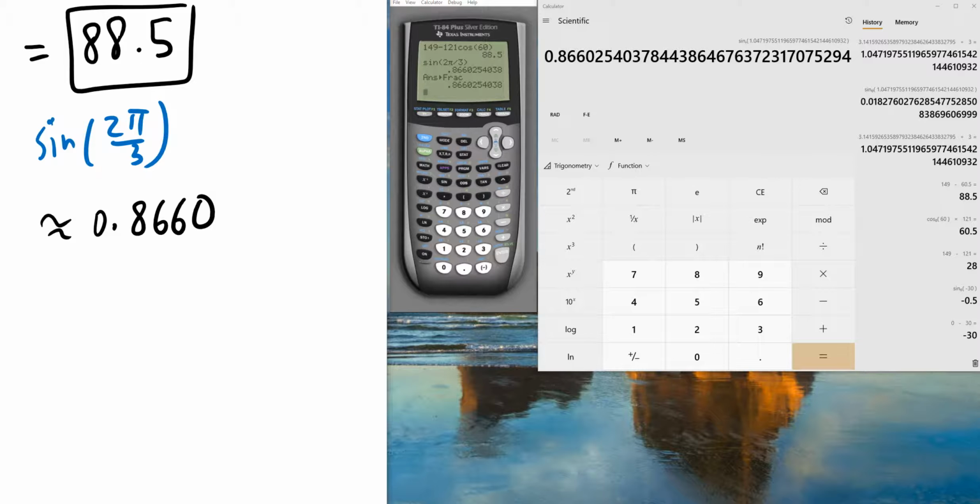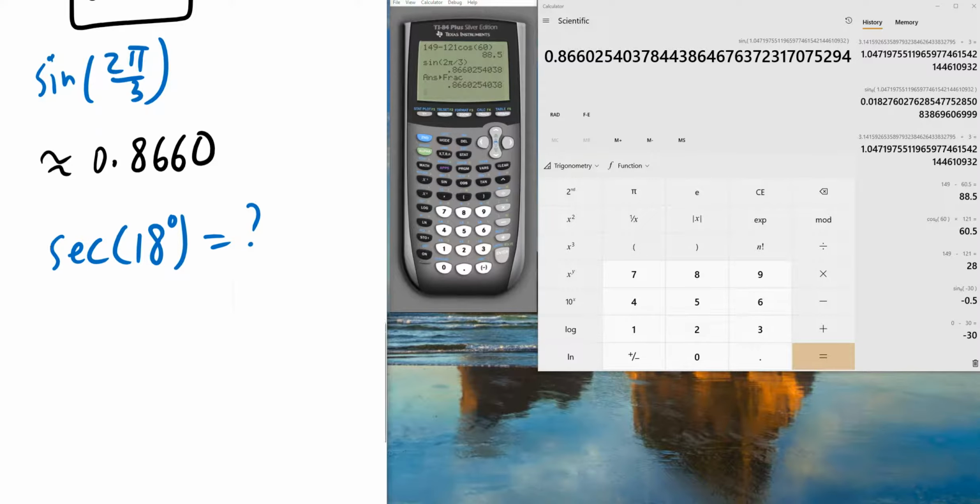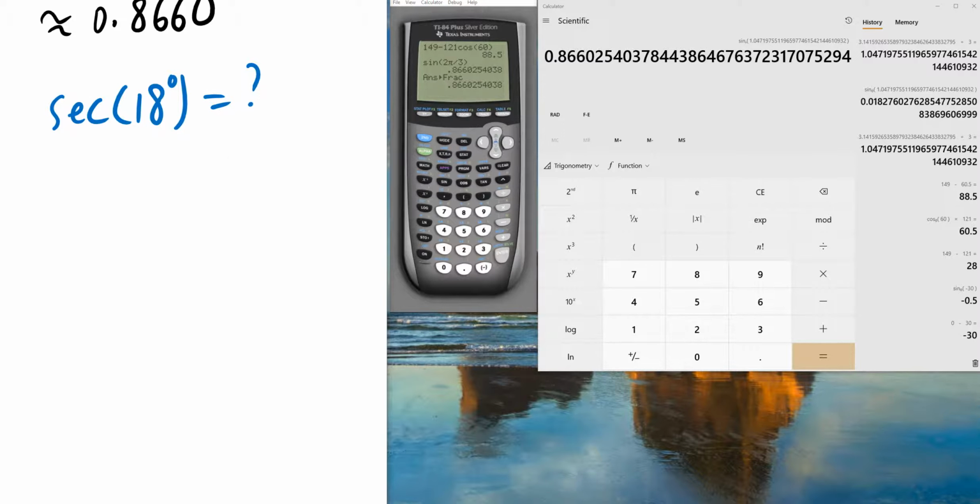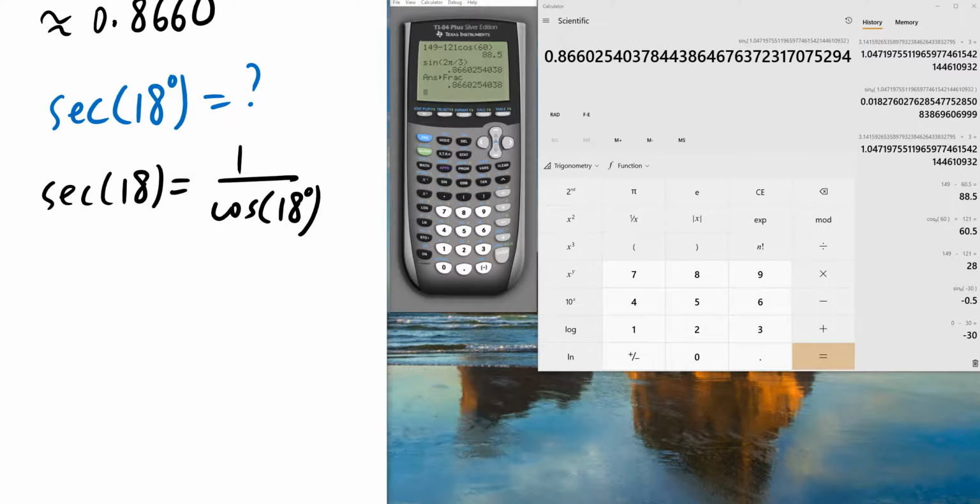How about if I want to find secant 18? In the graphing calculator, we need to know that secant, since there's no secant key, is 1 over cosine. That is the reciprocal of cosine. So I go to mode and make sure it's degrees. It's not, so I have to change it. Quit. Now we do 1 divided by cosine 18, and that gives me 1.0515.